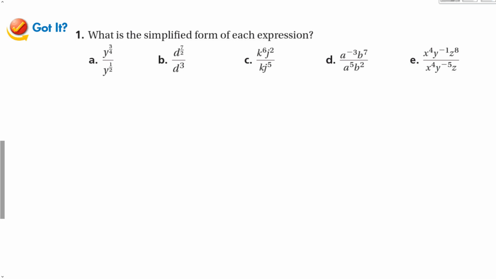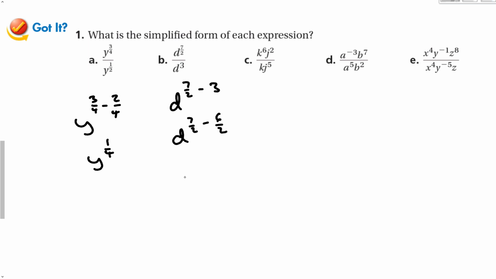So with all of these, subtract the exponents. For the first one, we have y to the 3 over 4 minus 1/2, which is 2 over 4, to give me y to the 1 over 4 power. Positive, good, we're done. B is d to the 7 over 2 power minus 3, which is d to the 7 over 2 power minus 6 over 2, which is 3, to give me d to the 1/2.